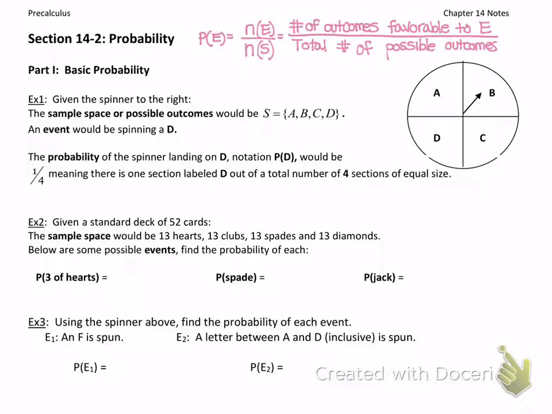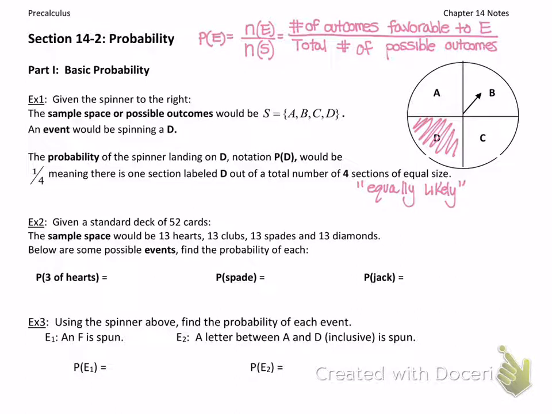Part 1 is just some review of basic probability. Given the spinner to the right, the sample space or possible outcomes would be S equals {A, B, C, D} because those are the choices on your spinner. An event would be like spinning D. So the probability of the spinner landing on D, notated P(D), would be 1 out of 4, meaning there's one section labeled D out of the total number of 4, which are all equal sizes. And it's important to note that since they are all equal sizes, they are all equally likely to occur.